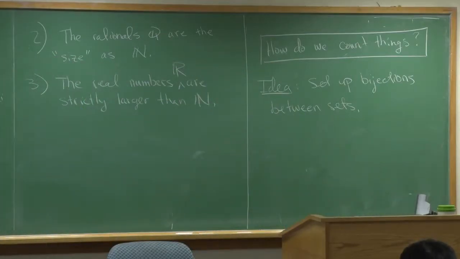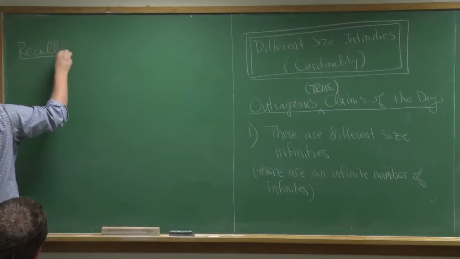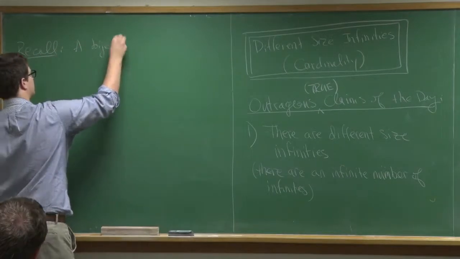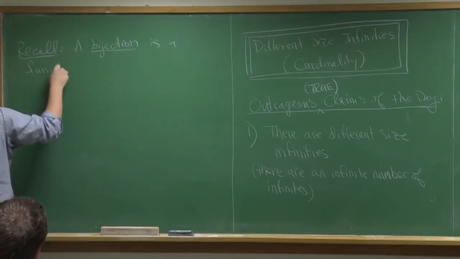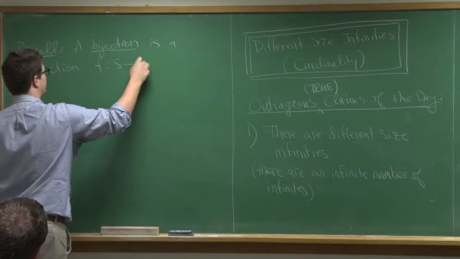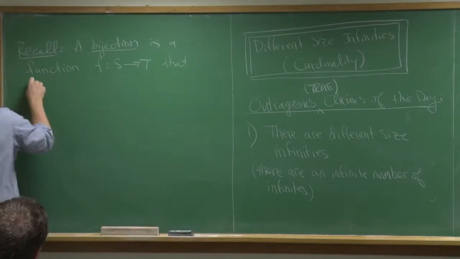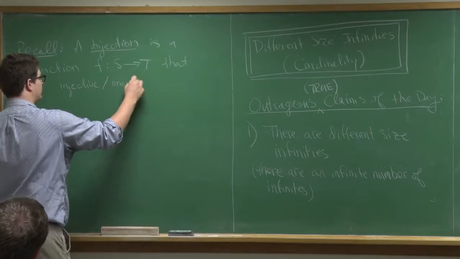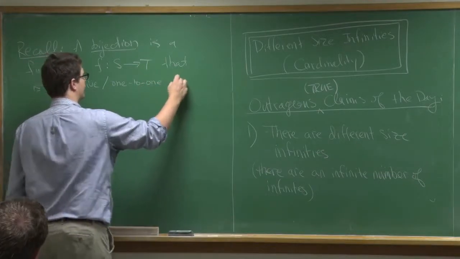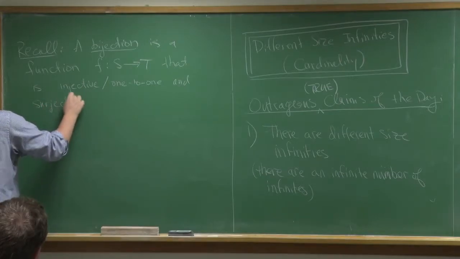So a bijection is a function f from S to T that is injective. That's the same thing as one-to-one, and onto. And surjective. That's the same thing as onto.